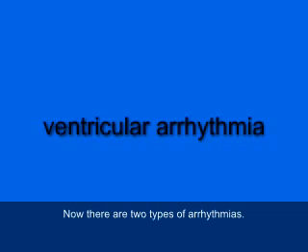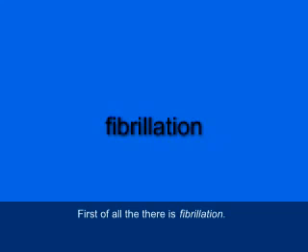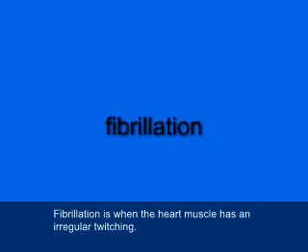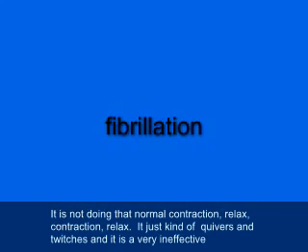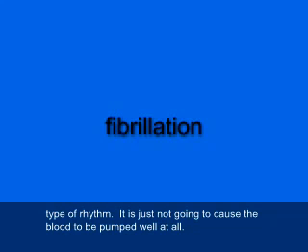Now, there's two types of arrhythmias. First of all, there is the fibrillation, and fibrillation is when the heart muscle has an irregular twitching. It is not doing that normal contraction, relax, contraction, relax. It just kind of quivers and twitches, and it's a very ineffective type of rhythm, and it just is not going to cause the blood to be pumped well at all.